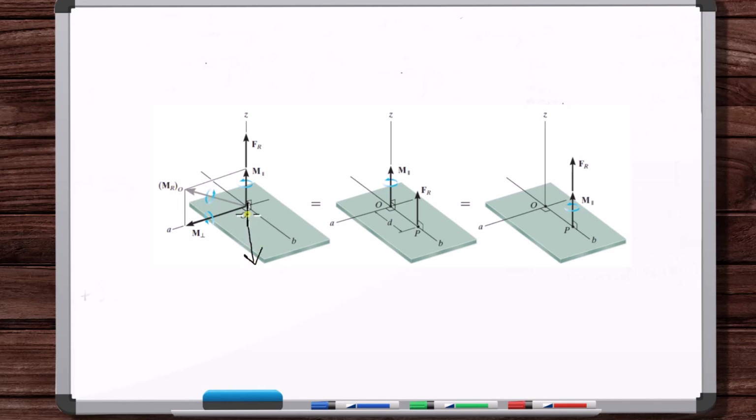If you did FR cross M, we'd be pointing into the page, right? And that's what you want. If you were to remove the couple moment, you want to move the force over here, right? That's the same direction of rotation as this couple moment. They're both causing rotation here.